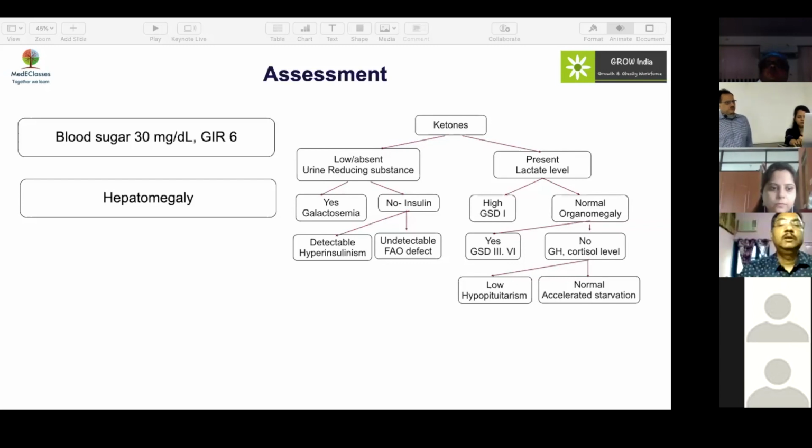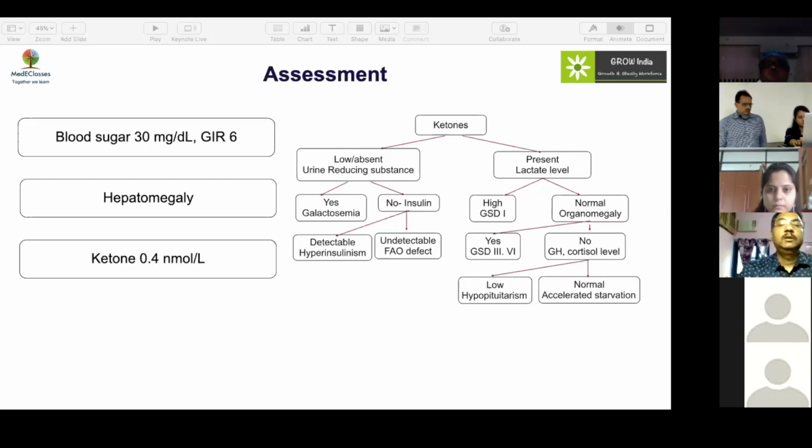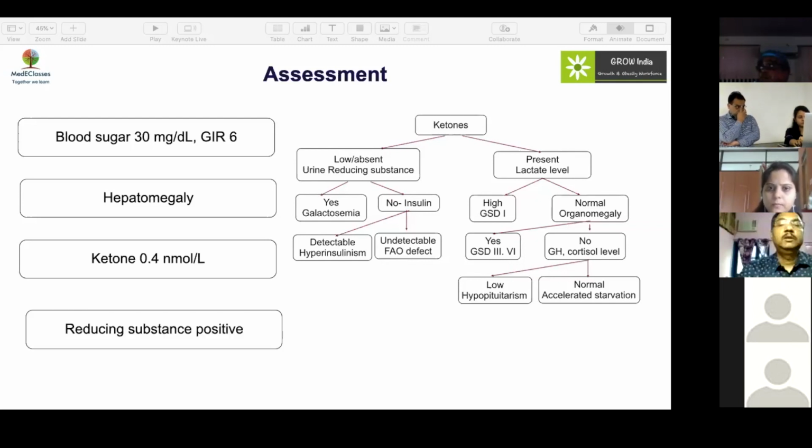Again, the algorithm is the same, that we have to see whether ketone bodies were present or absent. And again, you have given the hepatomegaly. So ketone bodies are low. So we are dealing with the second type of things, that is, absent ketones. Hepatomegaly is there, and urinary reducing substance is positive.